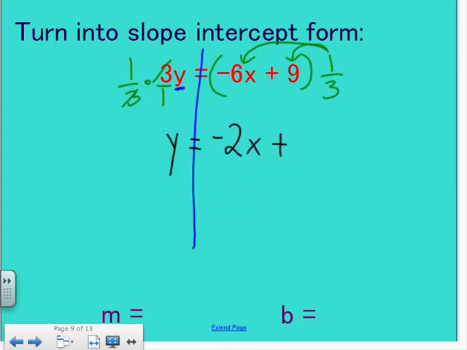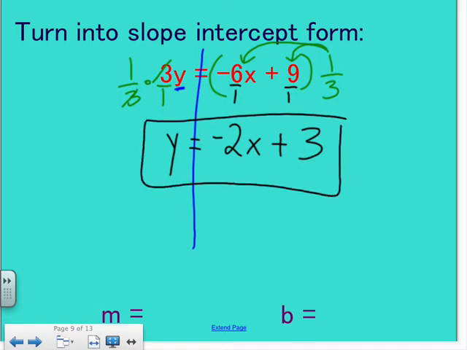x plus 9 times 1/3, right? Because these are both over 1. Make sure you're thinking about it the right way, right? That would be 9 over 3, which simplifies just to 3. So there's my equation solved for y. So now I see that my slope is -2 and my y-intercept is 3.